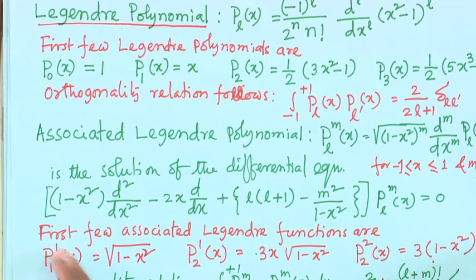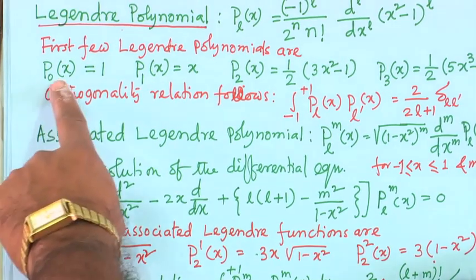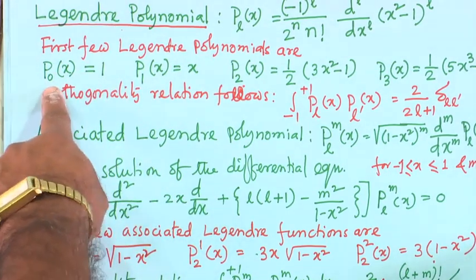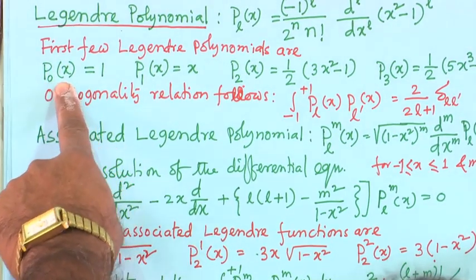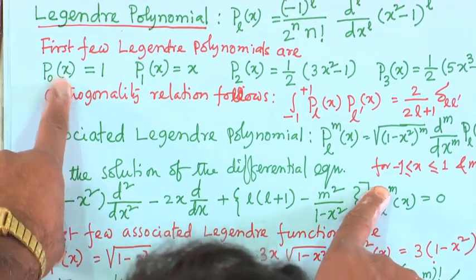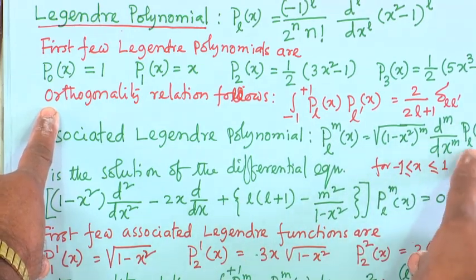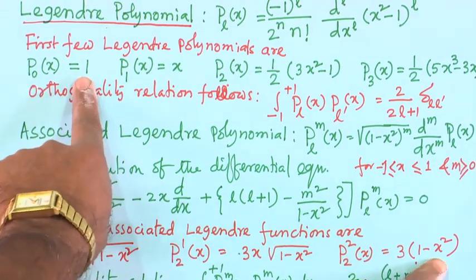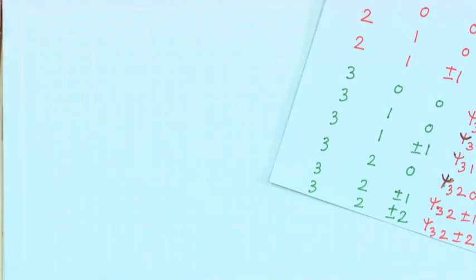So P11 is given here. P0 is basically 1, P_L with L equal to 0. So automatically m equal to 0. This form of associated Legendre polynomial is related with this P_L. So P0, that is basically L equal to 0, is 1. So this part also will give you 1.